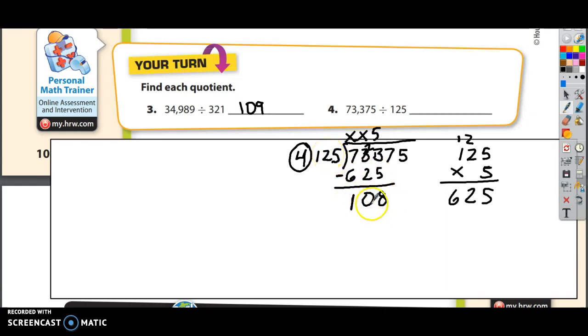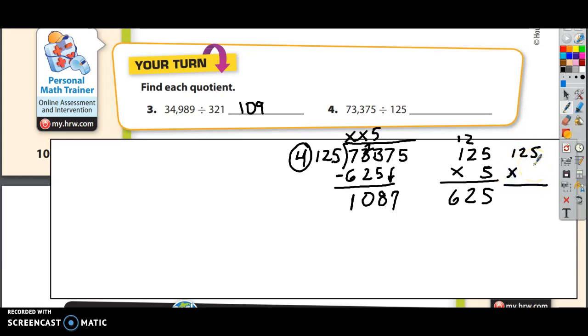If my remainder here was like 126 or something like that, if it was bigger than the divisor, then my guess would have been wrong, and I would have to go back and increase it. But since it's smaller than my divisor, if it's less than 128, then it was the correct guess. So 125 went into 733 5 times with 108 left over. Now I get to bring down this 7. Now I have to make another guess here. How many times does 125 go into 1087?